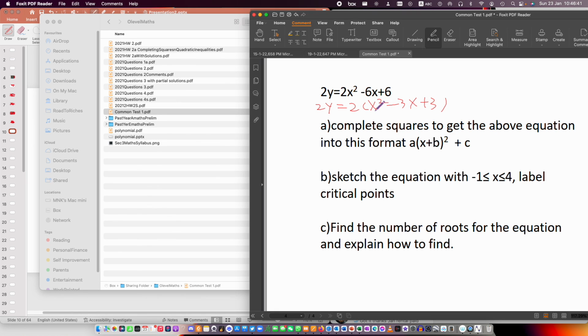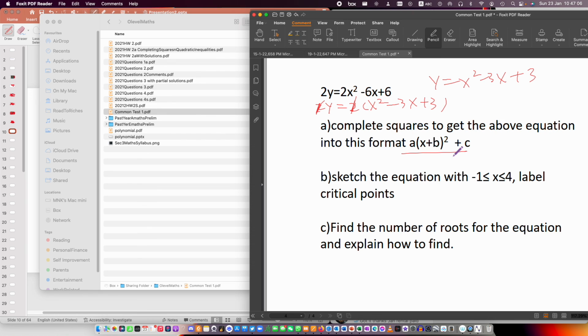So let me double check. Good. So you have 2 on the left and right, so cancel. So basically this whole thing you simplify into y equals x squared minus 3x plus 3. Are you clear? Okay, good. But now you need to complete the square to get into this format, right? So like I say, you can use comparison or you can use completing square method.